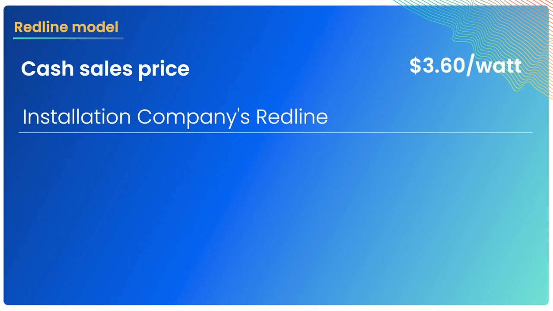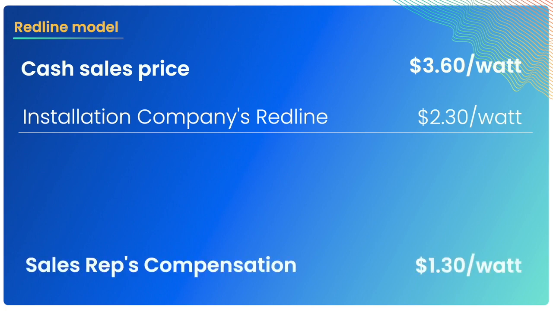Let's say their margin is 30 cents, in order to fix their margin and guarantee that they will make a certain amount on every project. Then they're going to pass on to the sales company a red line. Let's say it's $2.30 per watt as the red line, which is fairly common. This is the installer saying that the entire spread between 360 and 230 is yours to keep and run your business. Anything below 230, you're not making any money on, because that's ours to keep.